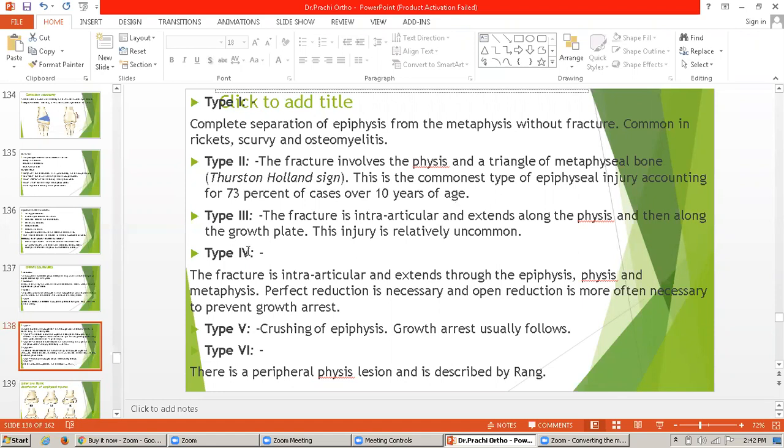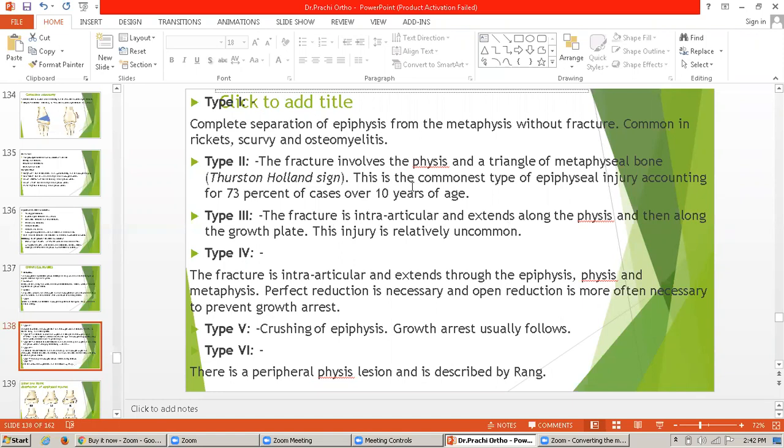Type 3 is that the fracture is intra-articular and extends along the physis and then along the growth plate. The injury is relatively uncommon.